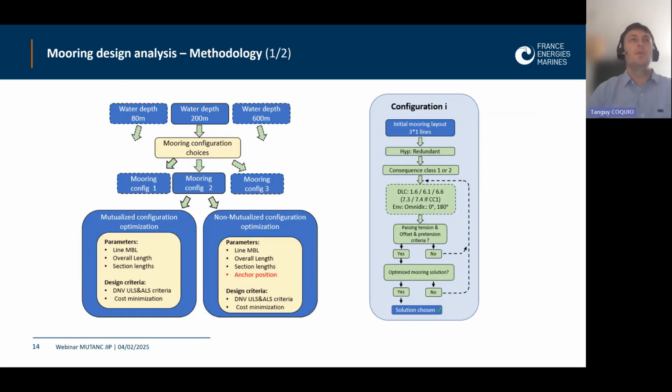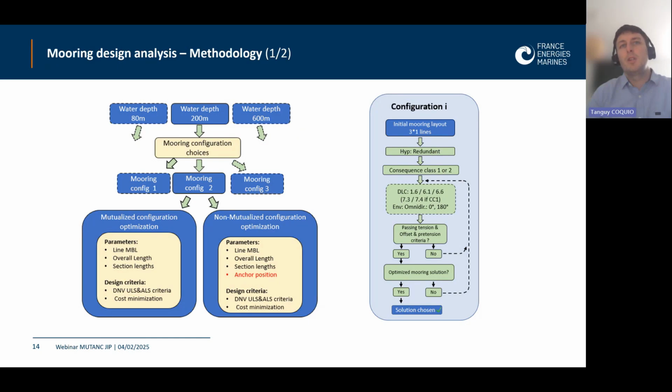A few words about the methodology to optimize the mooring design. As I said, for each water depth, we had a guess of what was the good material to use. For example, more catenary chain for shallow water depth, and the introduction of polyester for deep water depth. So for each water depth, we decided to look at specific combinations of materials and then to optimize this specific combination. The parameters of the optimization were the line minimum breaking load, the overall length of the line, and the section length in the case of the shared anchor. The criteria applied were ULS and ALS criteria, as I told you before, and the cost minimization. We have a macro model for the cost of the lines.